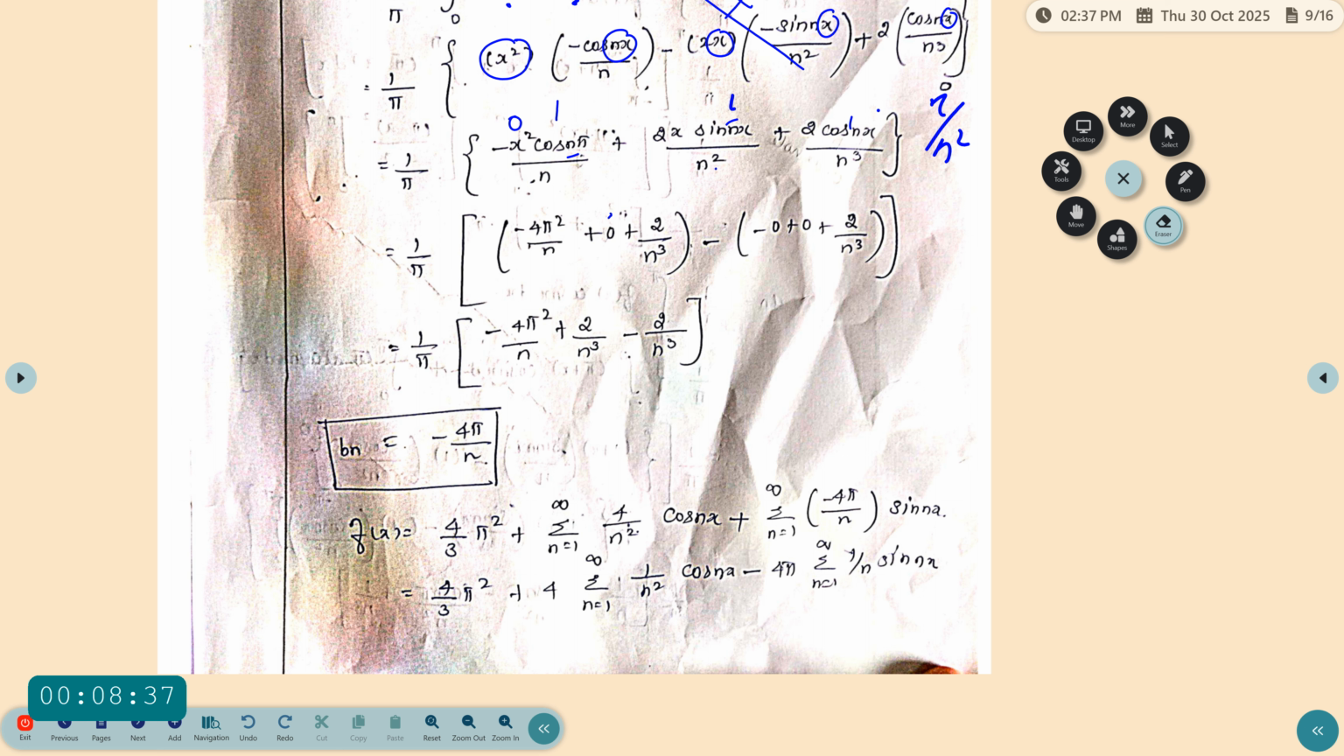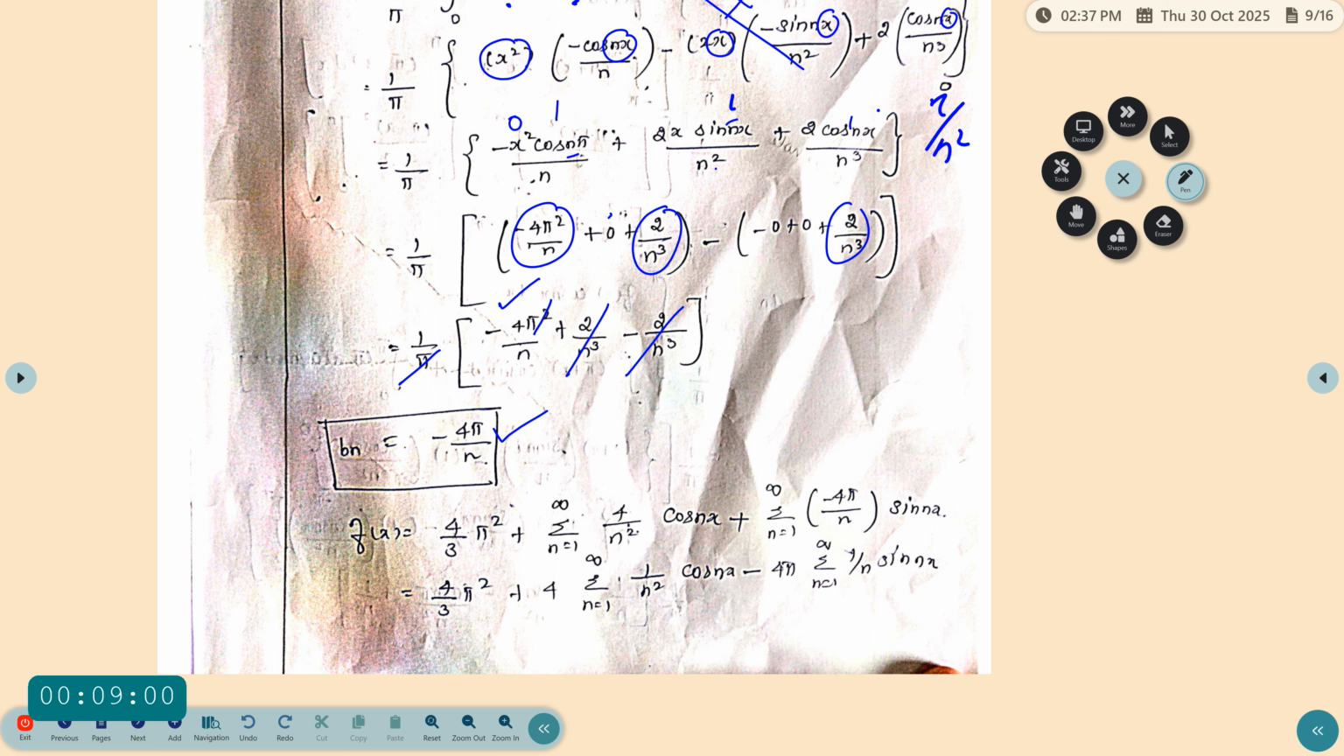Okay, now the existing terms are minus 4 pi square by n plus 2 by n cube and minus 2 by n cube. Three terms only we have remaining. Here also the two terms will cancel each other. The remaining one is minus 4 pi square by n. If you cancel one pi, you get minus 4 pi by n as the value of bn.